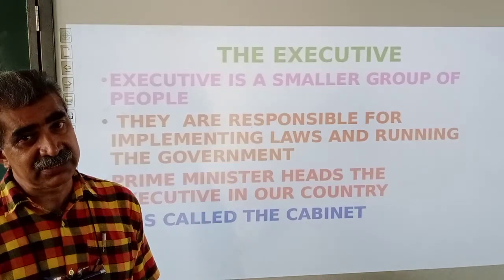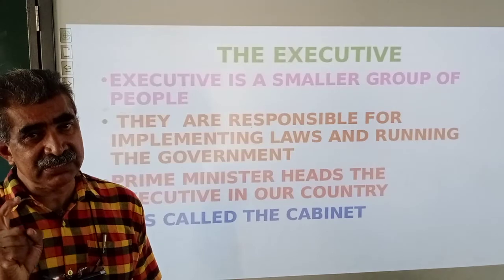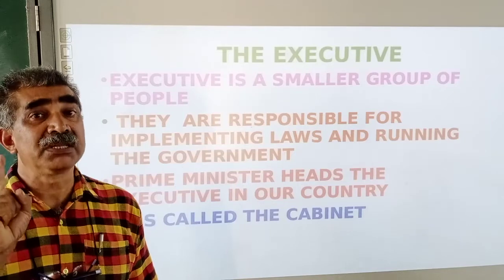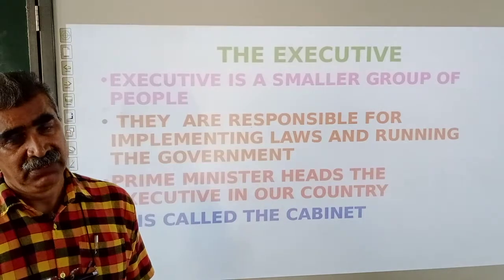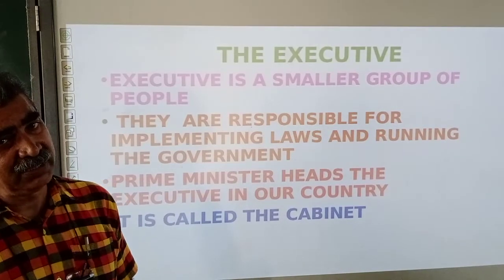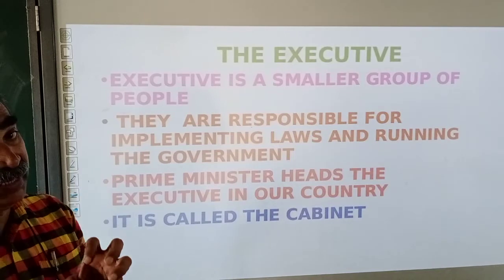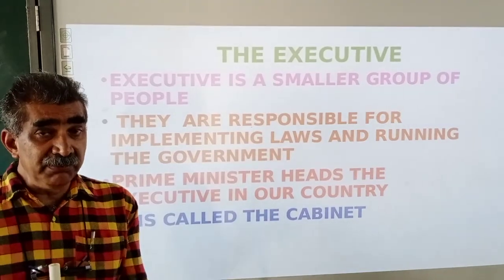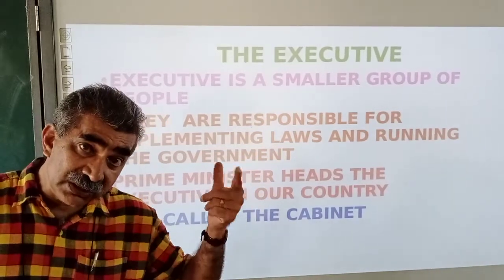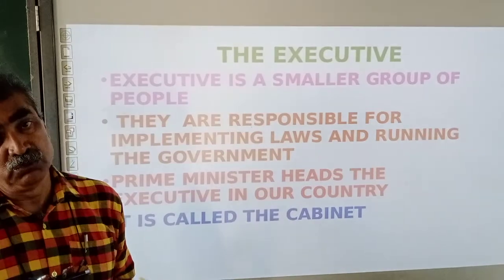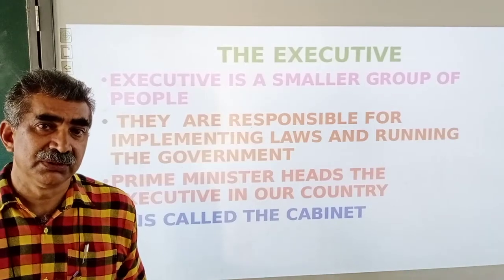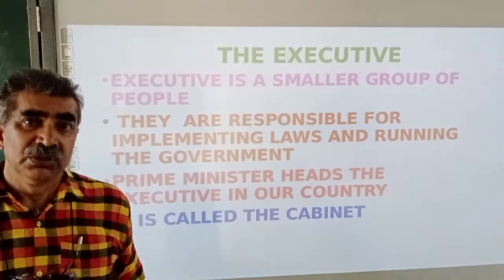But in the American system, where the presidential form of government exists, the president is the executive. In India, the prime minister and the cabinet are the executive. That difference is there. So the executive is the organ which implements the decisions of the legislature as well as the orders of the judiciary. If the judiciary orders something to be done, it is the responsibility of the executive to do that.